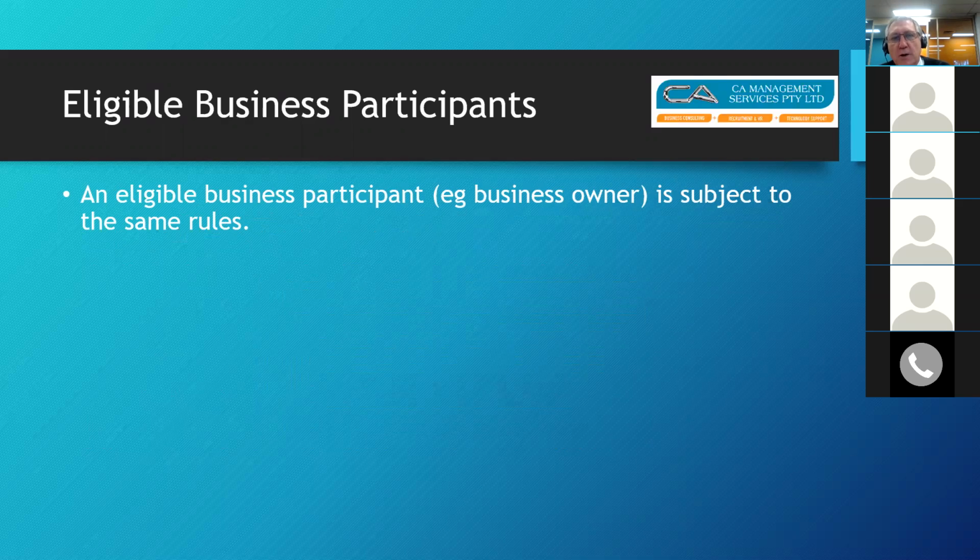If you're the business owner, the same rules apply to you. Have you worked more than 80 hours in the month, right? Or back in February or in June. So you apply exactly the same for a business owner as if you were the staff member.